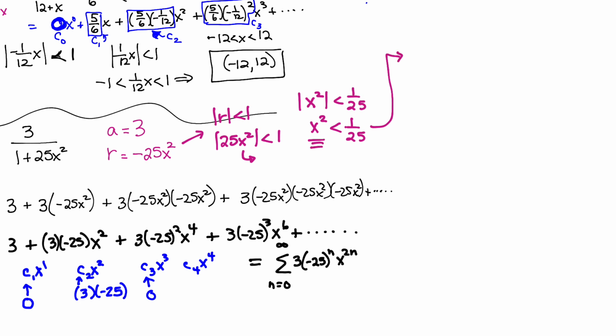What does x squared look like? John, what's x squared look like? Do you remember? It's a parabola, right? So when is this parabola less than 1 over 25? That's what you're asking. When is x squared, that picture, less than 1 over 25? And where does that happen?